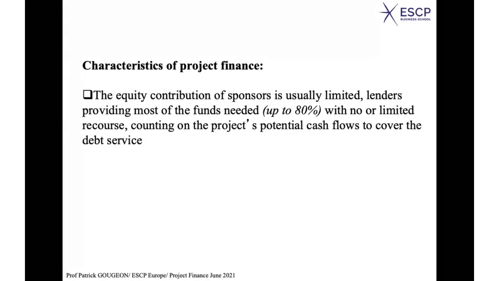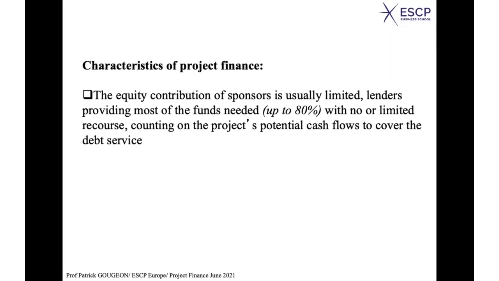In other words, the lenders are providing the funds, but they have very little guarantee on the assets. Why is it so? If the main assets of the company are an expressway or a bridge or an airport, it's difficult to get that as a guarantee. It's not something you can just take and sell. Try to sell an expressway, you'll see that it's a bit tricky. So the assets cannot really constitute a guarantee for the lenders.